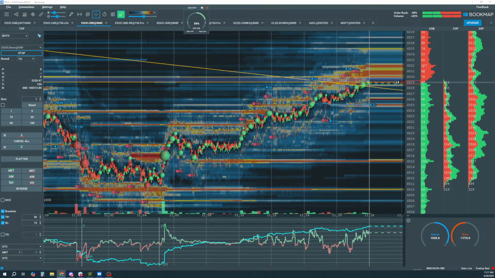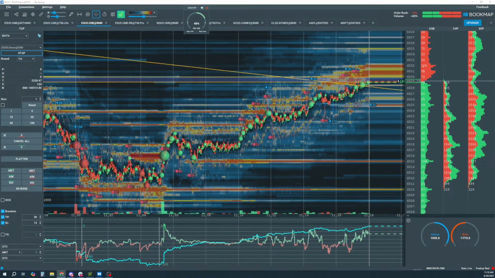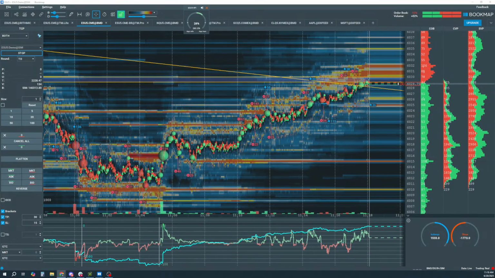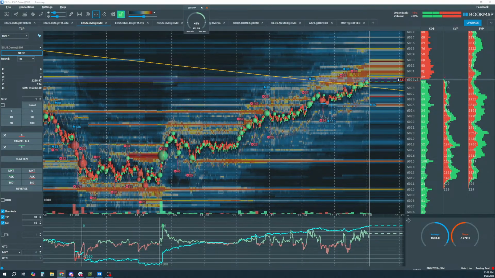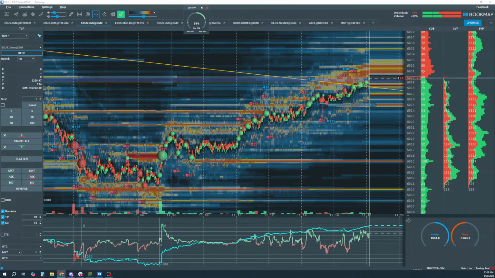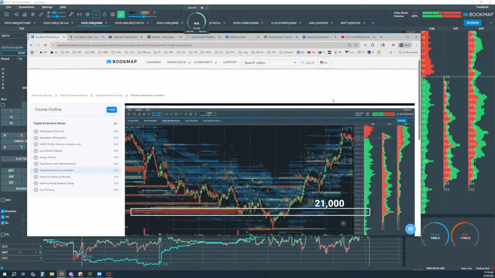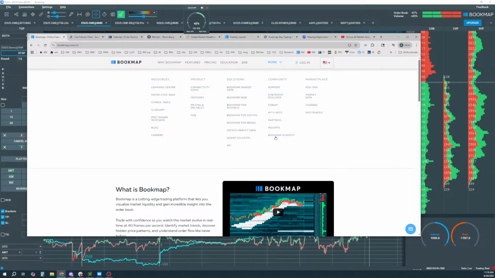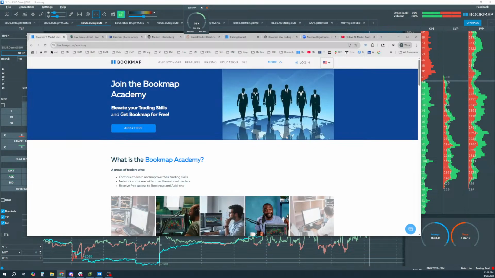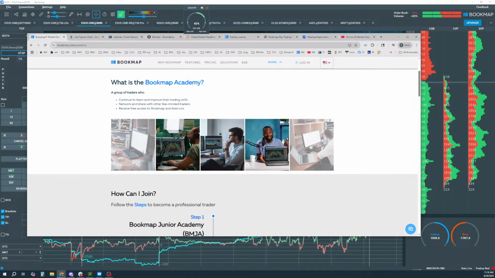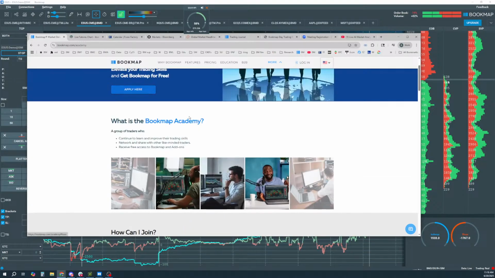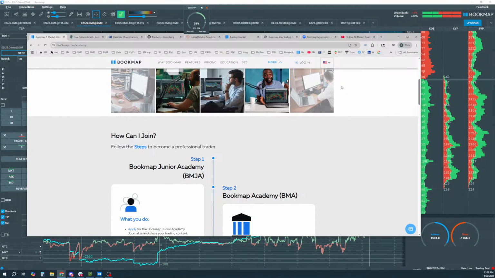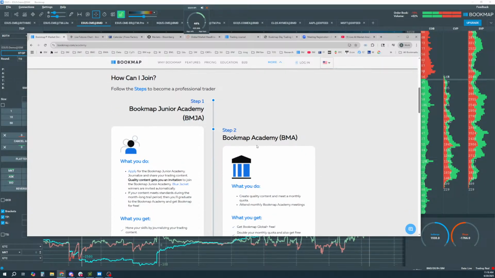Boss man, it's the Bookmap Academy, and this is where probably the rubber is going to meet the road. So again, going back to bookmap.com, click on the more button here, and then Bookmap Academy here. You can read through and apply for the Bookmap Academy, and it's about journaling your trades and getting feedback from coaches. You can read through it here.